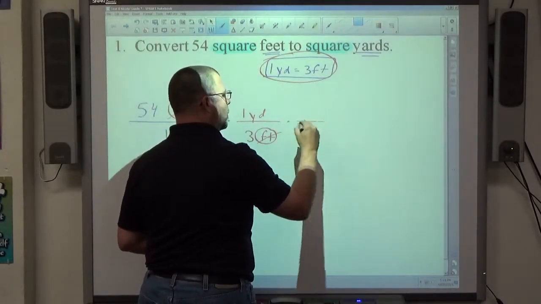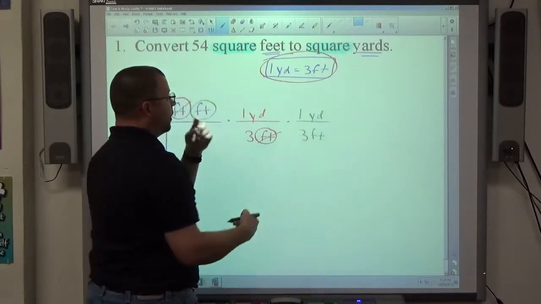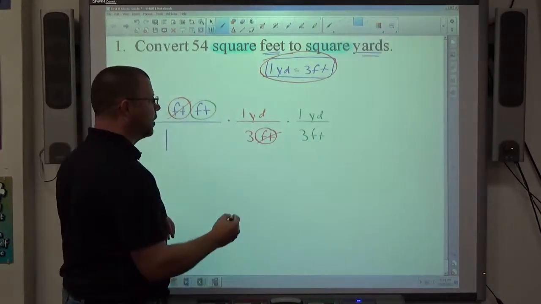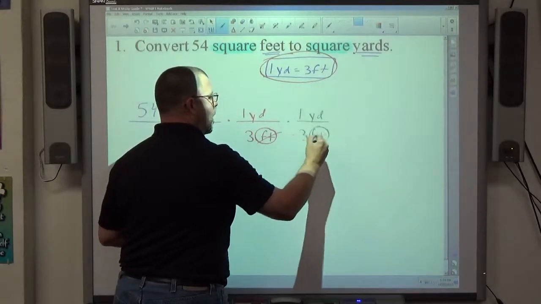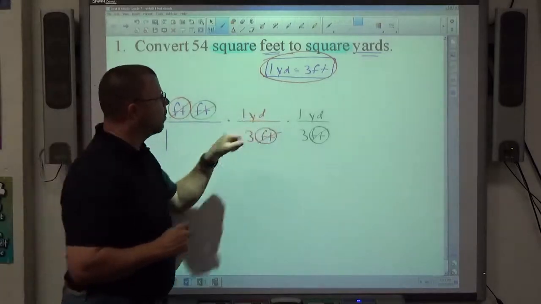I want to change to yards, so I do a second multiplier, 1 yard over 3 feet. It's always 1 yard over 3 feet because that's just where feet have to go. This unit on top, this unit on the bottom cancel. What I'm left with is 54 on top, 3 and 3 on the bottom.